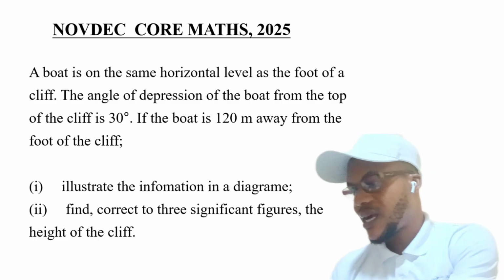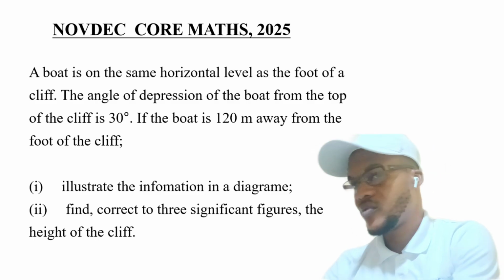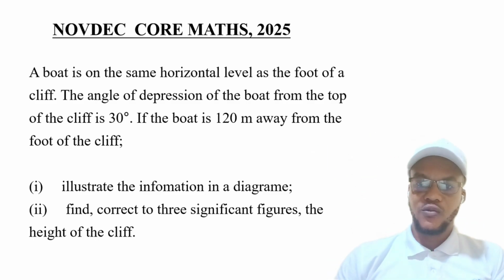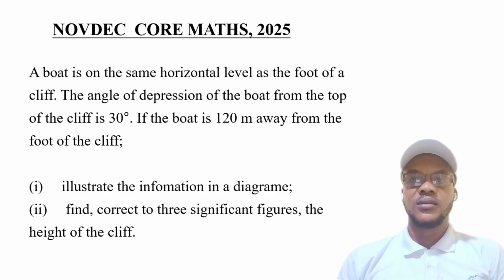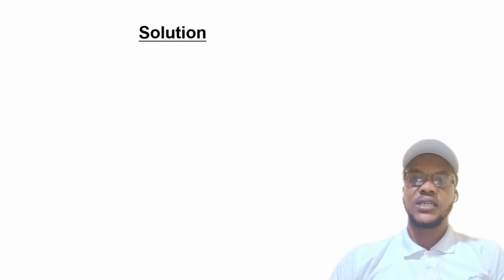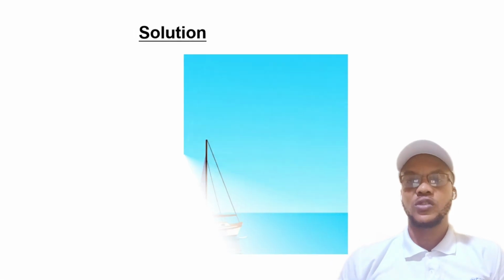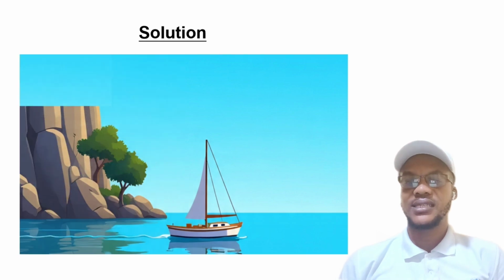Let's quickly look at how best we can solve this question. So we are going to take this picture. Now let's identify this as our boat and this as our cliff.